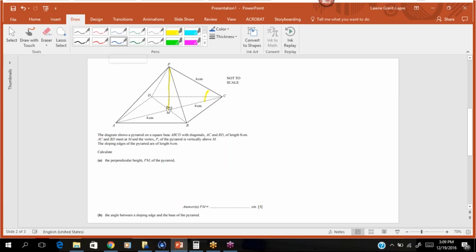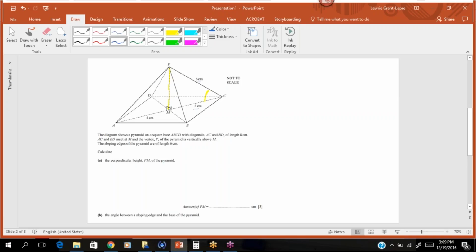The question states, let's read the information. The diagram shows a pyramid on a square base ABCD with diagonals AC and BD. They are length 8 centimeters, so halfway is 4. AC and BD meet at M, and the vertex P is vertically above M. So that means there's a 90-degree angle here again. So we've got little right-angle triangles in each corner, using the slope as the hypotenuse. The sloping edges of the pyramid are length 6 centimeters.